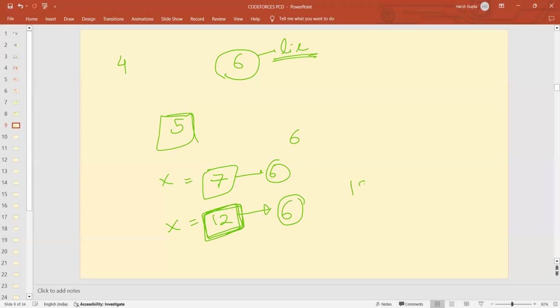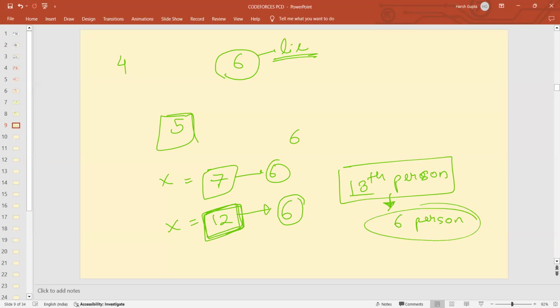Now if I choose the 13th person, what is the maximum number of persons who can tell me a lie? There are 6 persons who will tell me a lie. So 7 people will tell me the correct path. So if I choose at least 13 people, I will always be led to the correct path.